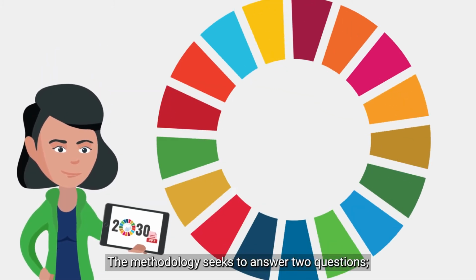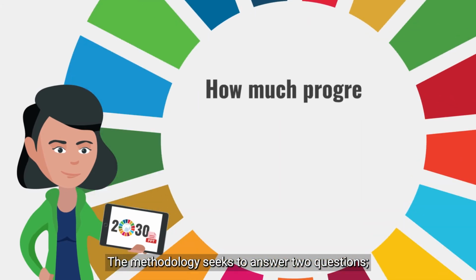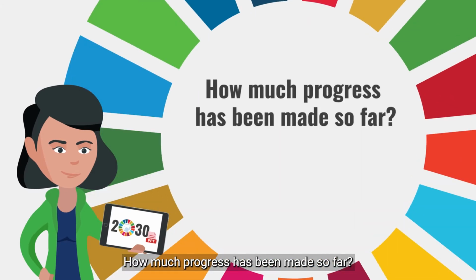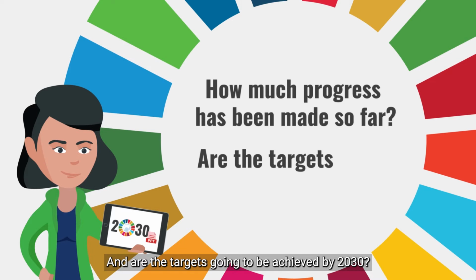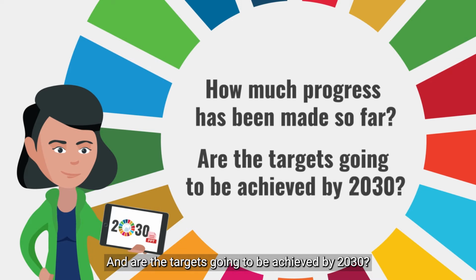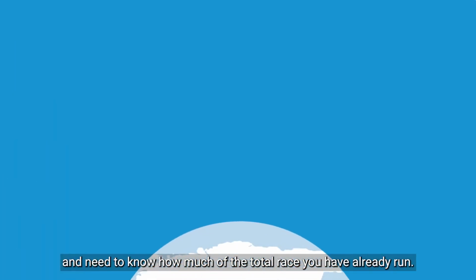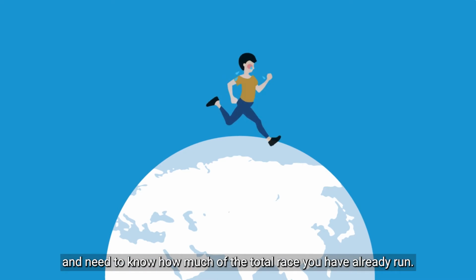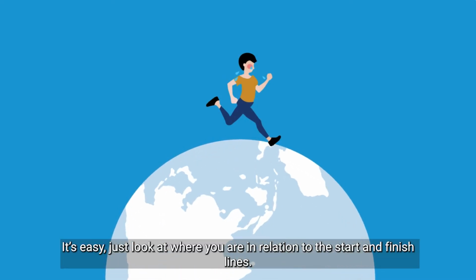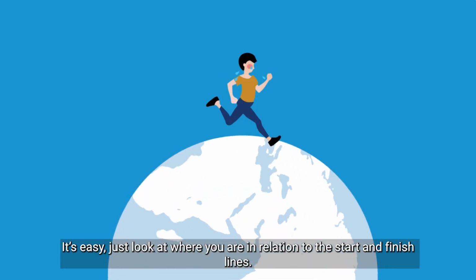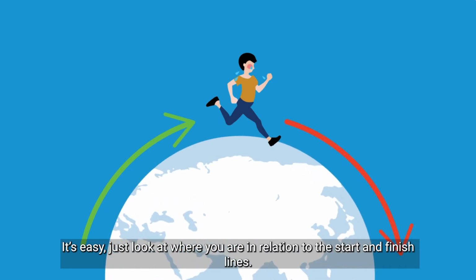The methodology seeks to answer two questions: how much progress has been made so far? And are the targets going to be achieved by 2030? Let's start with the first question. Imagine that you are in the middle of a marathon and need to know how much of the total race you have already run. It's easy. Just look at where you are in relation to the start and finish lines.